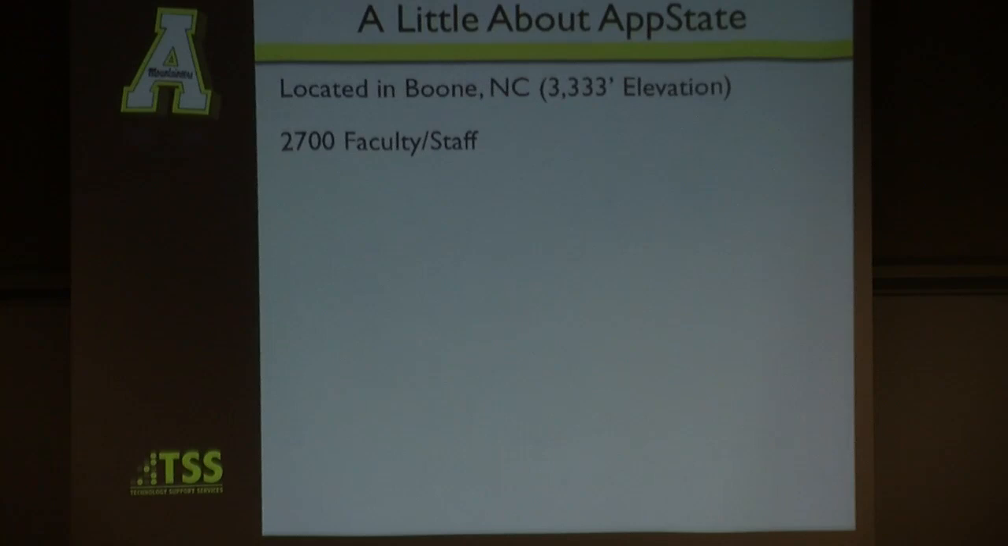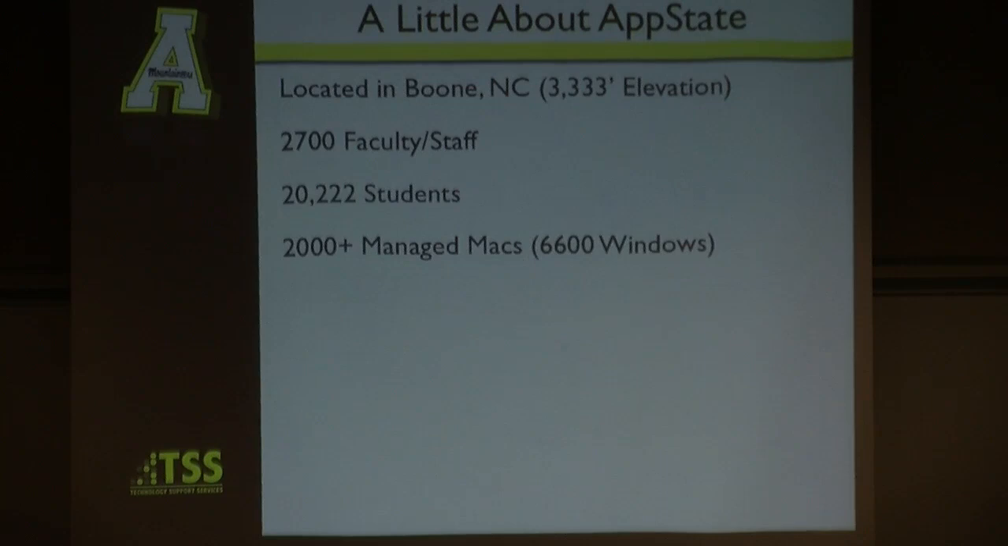So a little bit about App State. We are located in Boone, North Carolina, 3,300 feet above sea level. So we are in the Appalachian Mountains. We have 2,700 faculty and staff, and we have 20,000 students. And this year we renewed our Casper license for 2,000 max. We are centrally distributed IT. So we have a central IT with distributed IT staff that are still working for central IT.